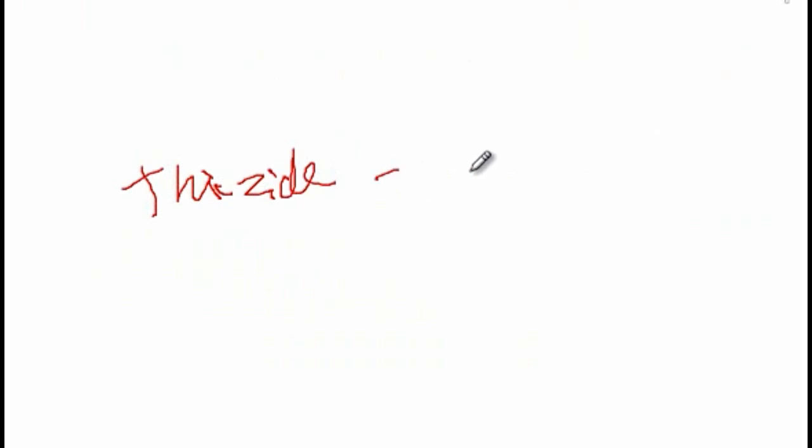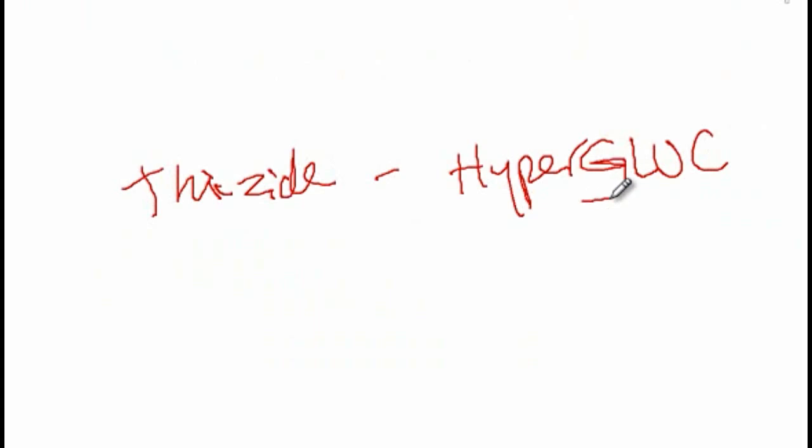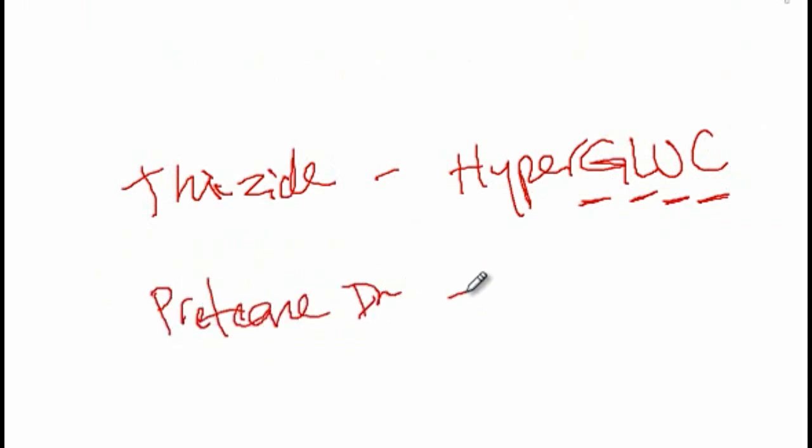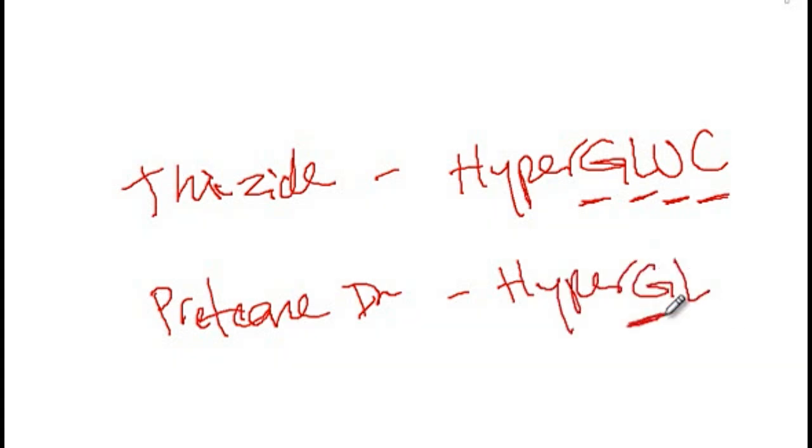diuretics, their side effects was hypergluc, which means they cause hyperglycemia, hyperlipidemia, hyperuricemia, and hypercalcemia. So the way I memorize it is that protease inhibitors cause hyperGL. So it causes hyperglycemia and hyperlipidemia. So just ignore the UC in protease inhibitors.